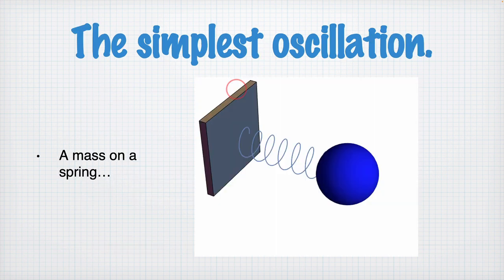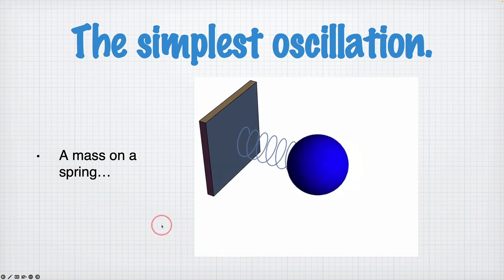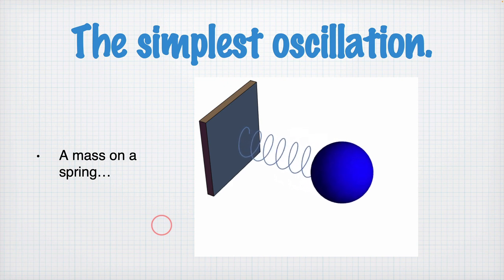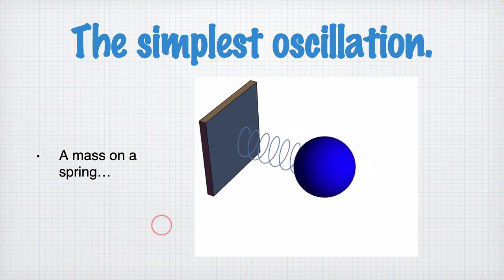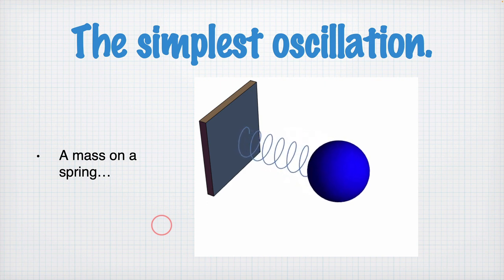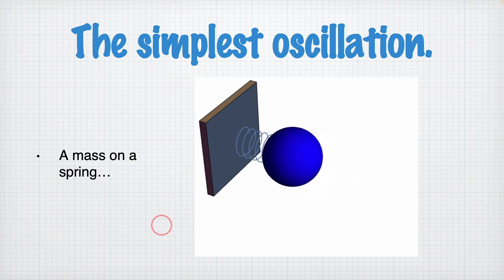Okay, what is an oscillation? This is perhaps the simplest oscillation we can think of. It's a mass on a spring. The mass moves, and the spring provides a restoring force. There is some equilibrium position around which this mass is oscillating. So this is like the canonical, simplest example of an oscillator that we can think of.